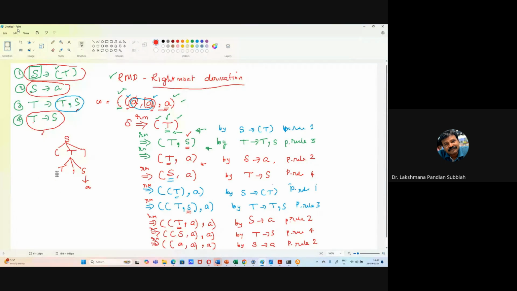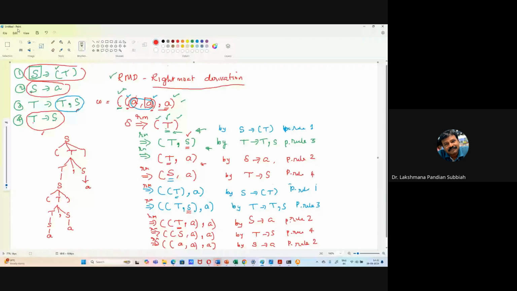T derives S and then open bracket, right? So here T derives S and S derives open bracket, T close bracket. Then for the T we are having T comma S, and this S is A, and T derives S, and S derives A.